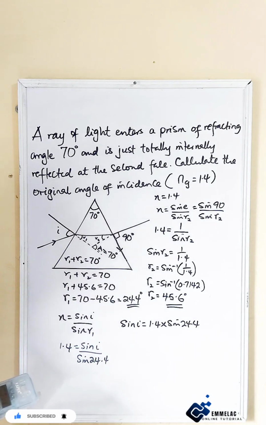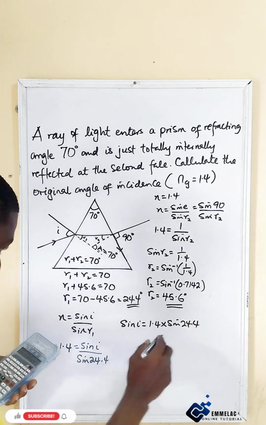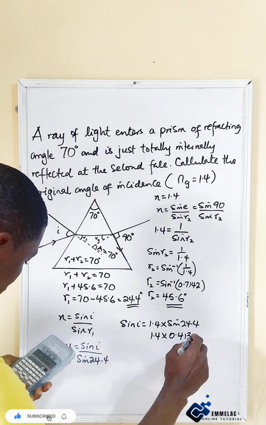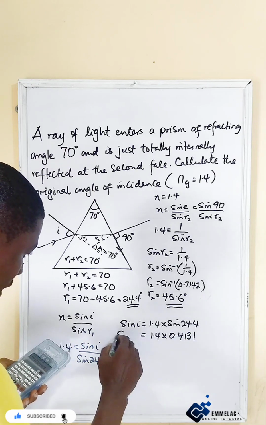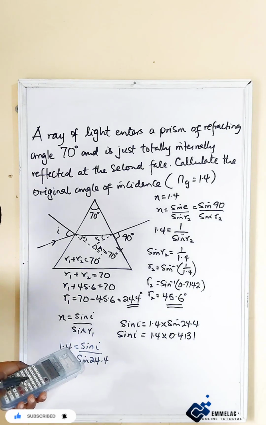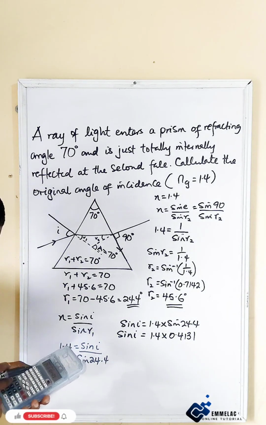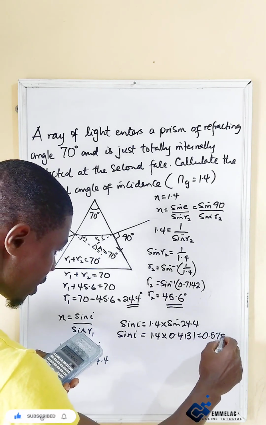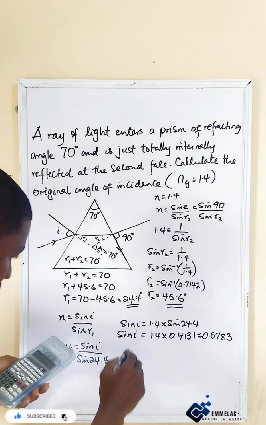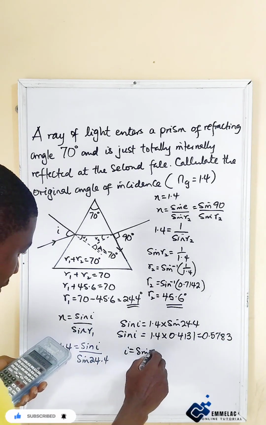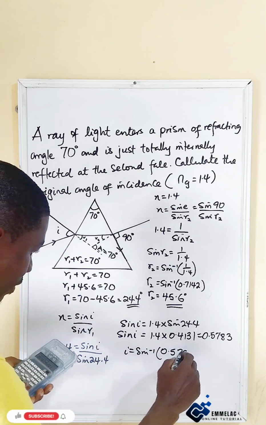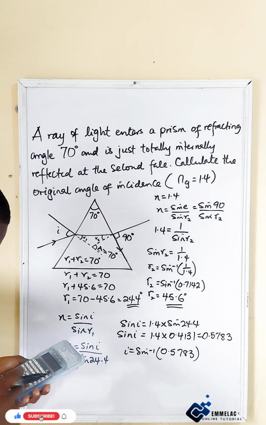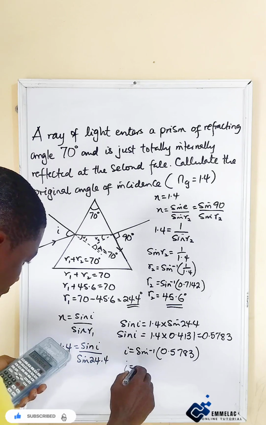Sine 24.4 gives us 0.4131, so sine I equals 1.4 times 0.4131, which gives us 0.5783. So I is the inverse sine of 0.5783.